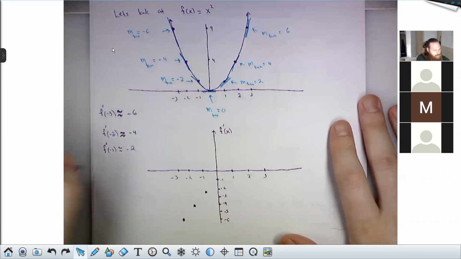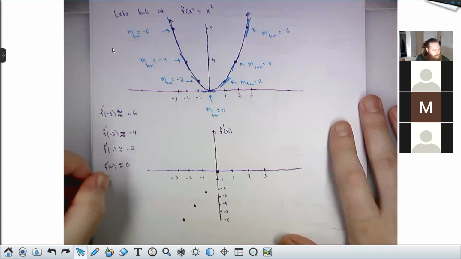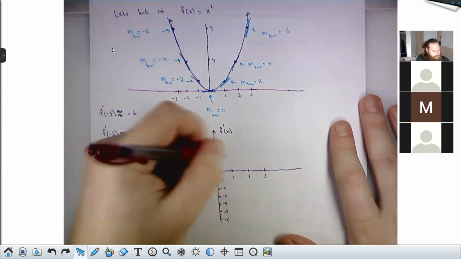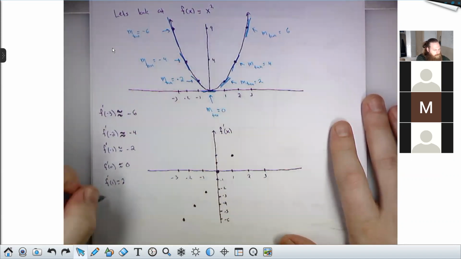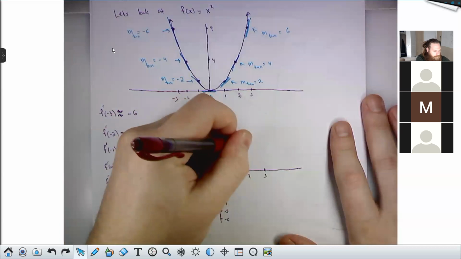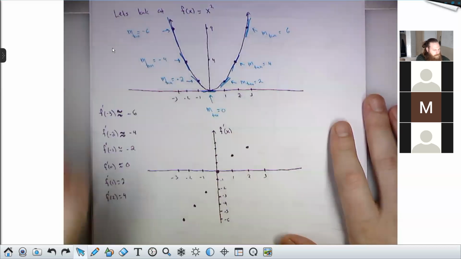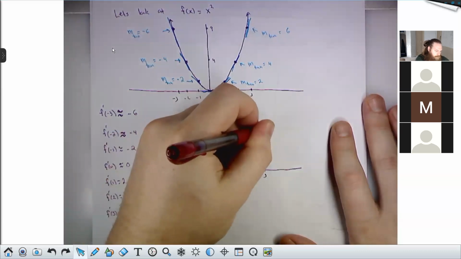Alrighty, let's do a few more. We said f prime of 0, we're pretty confident that should be 0. F prime of 1 should be 2. F prime of 2 should be 4. And f prime of 3 should be 6, should be about up here.